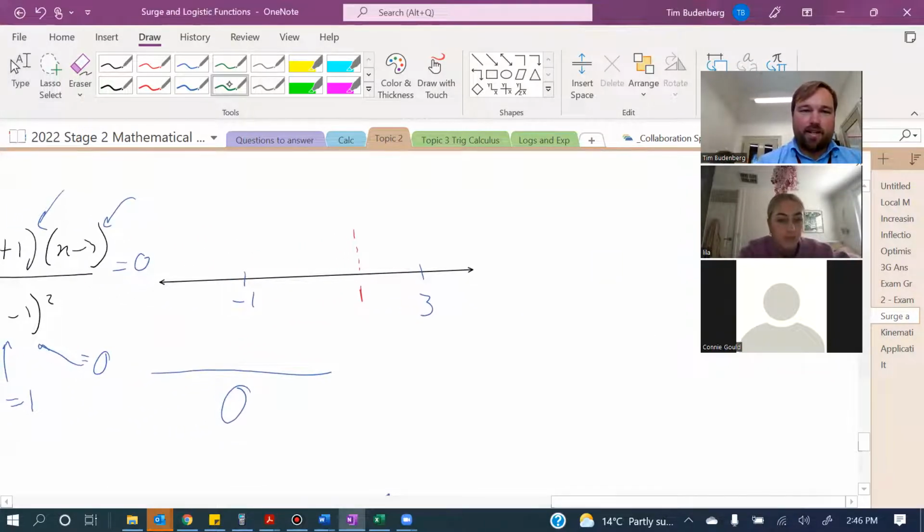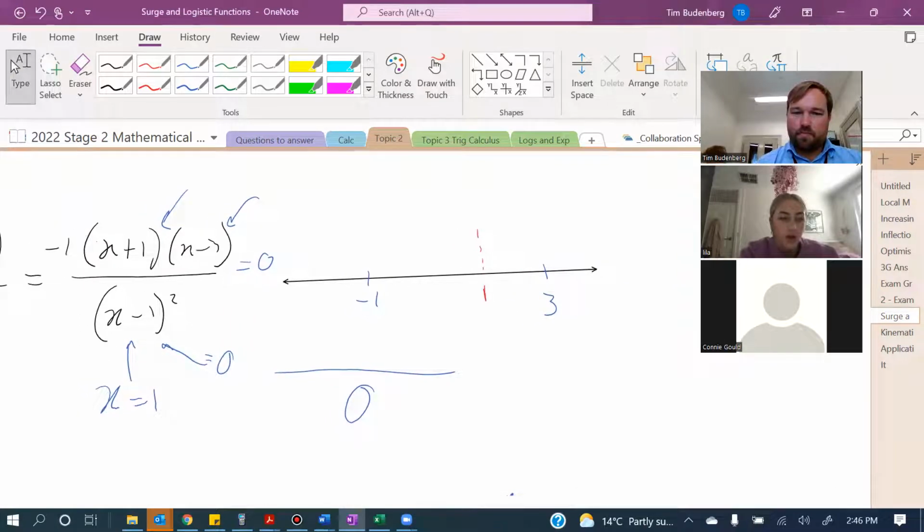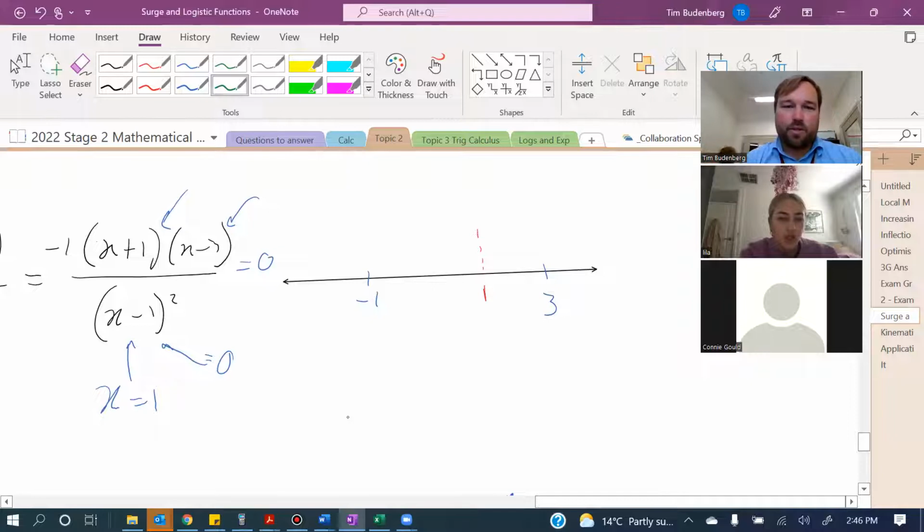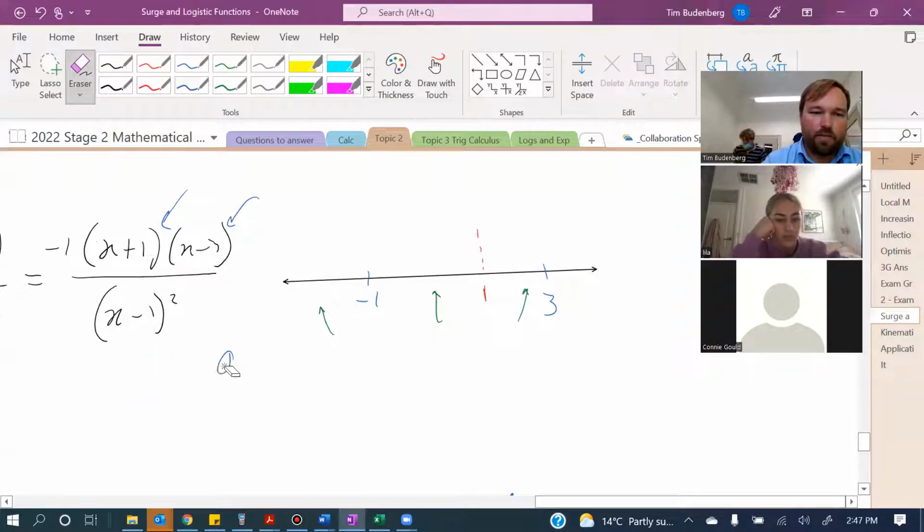Understand how to get these signs in between, the pluses and minuses? I think I just want to go through it again just to be sure. Wait, you want me to go through it? Yes, please. Okay, so basically we're going to pick values that fall in between these key values and substitute them into this equation.